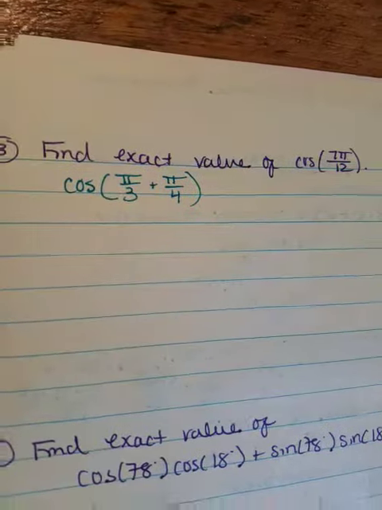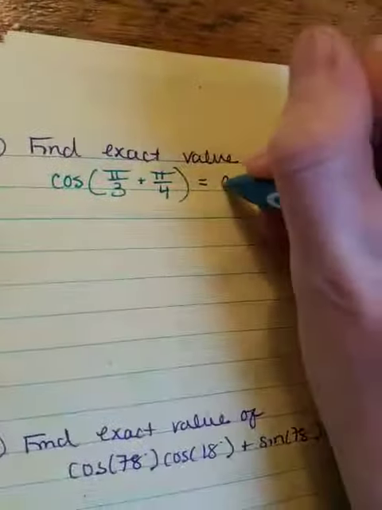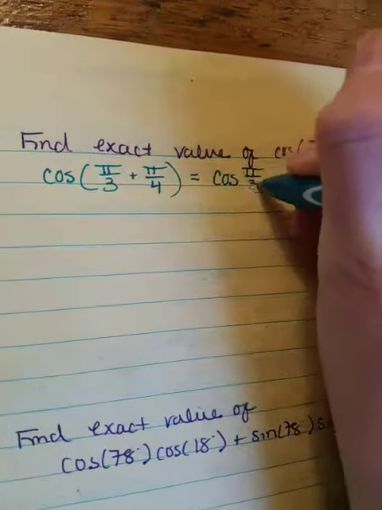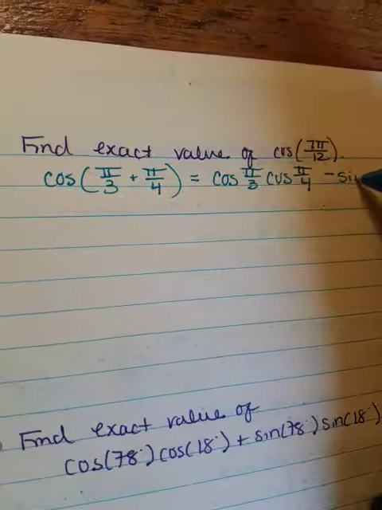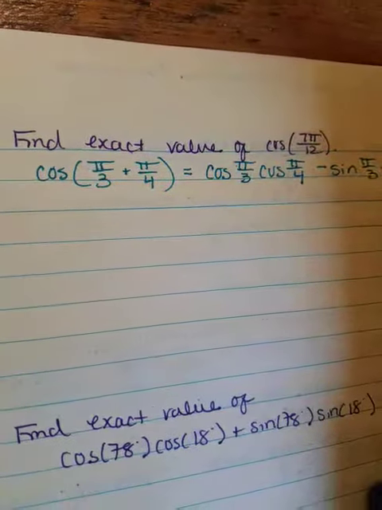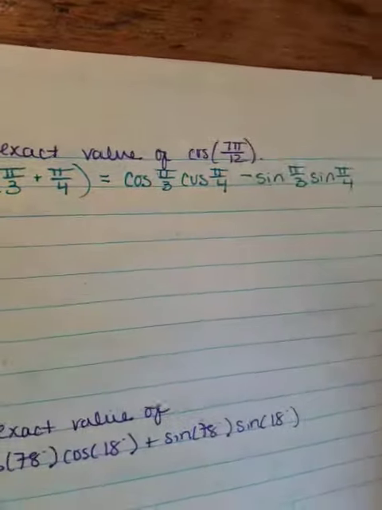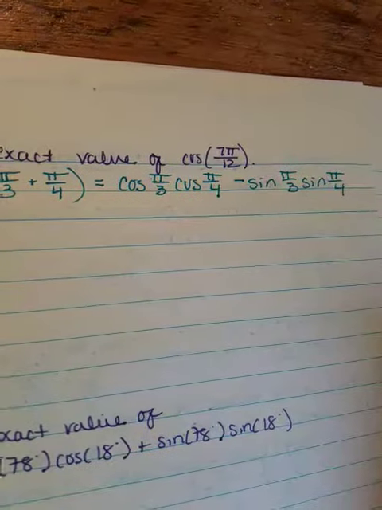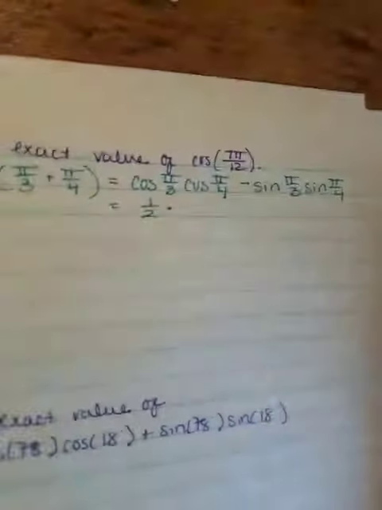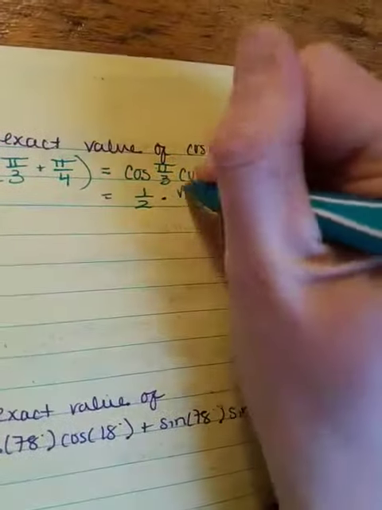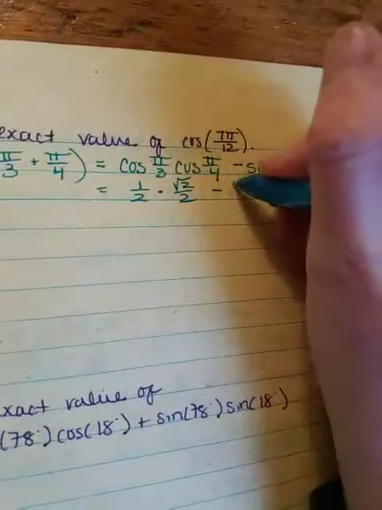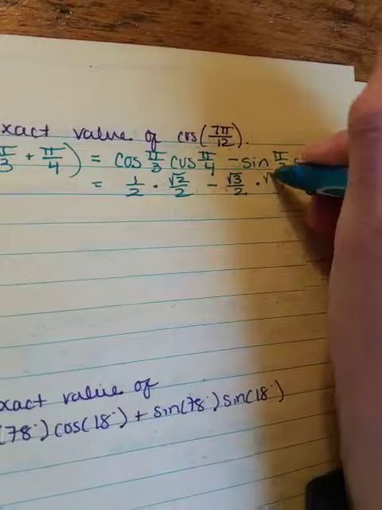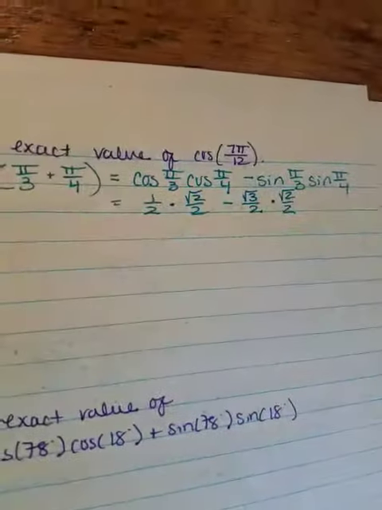So using the sum of the cosine, again, following that equation, you'd have the cosine of pi over 3 times the cosine of pi over 4 minus the sine of pi over 3 times the sine of pi over 4. Again, just substituting into the equation there. So the cosine of pi over 3, you're going to say is a half. Cosine of pi over 4 is root 2 over 2. Minus the sine of pi over 3, you're going to say is root 3 over 2. And then you have root 2 over 2 for the sine of pi over 4.